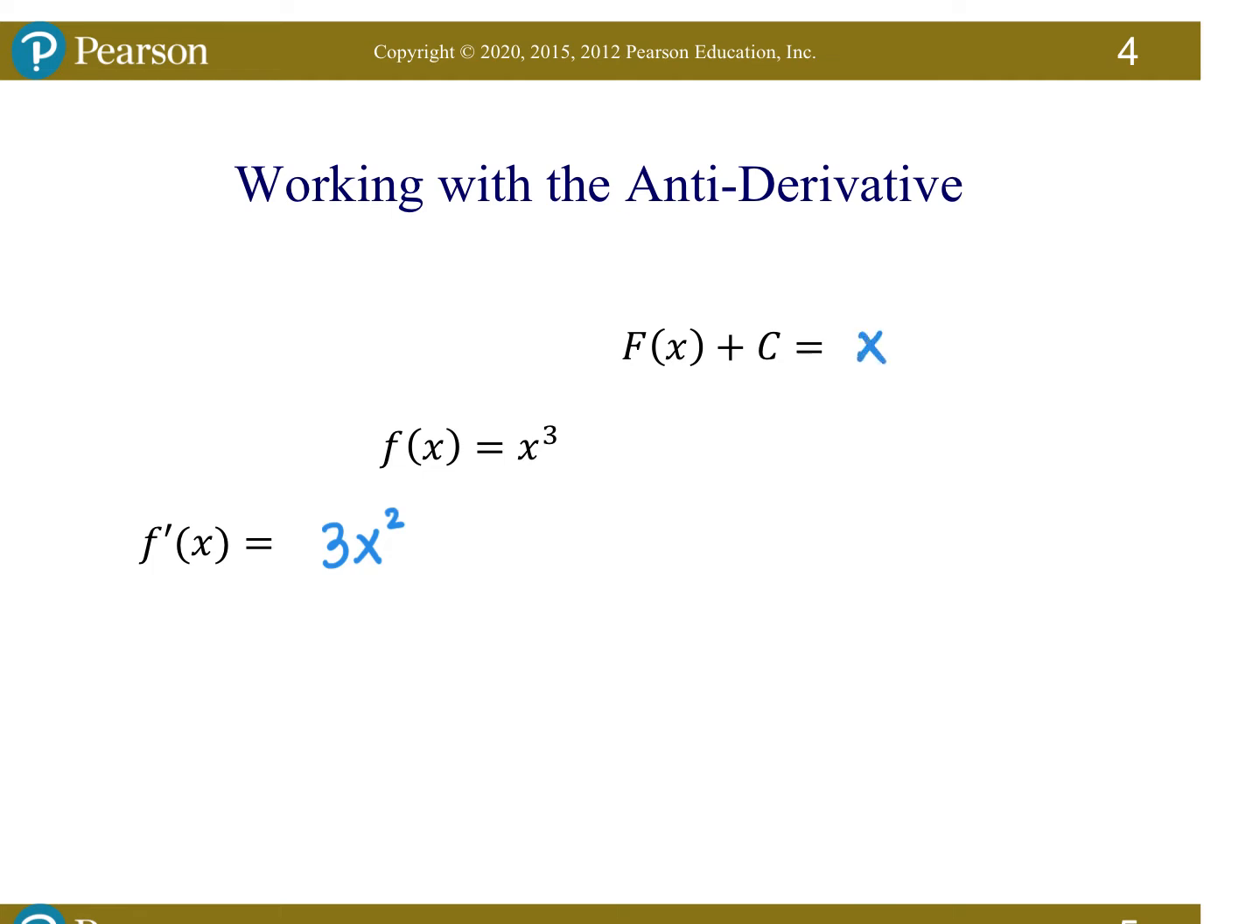So what would the power become? 4. And then what do I do with that power? I divide by 4. So the power is 4, and I divide by 4. And then you just have to remember to put plus capital C, which represents any constant that could be added to that family of antiderivatives.